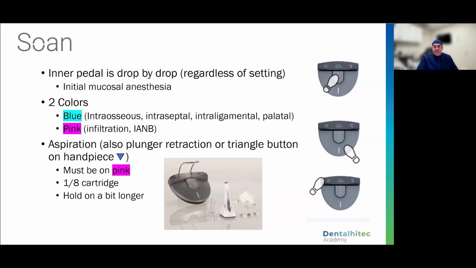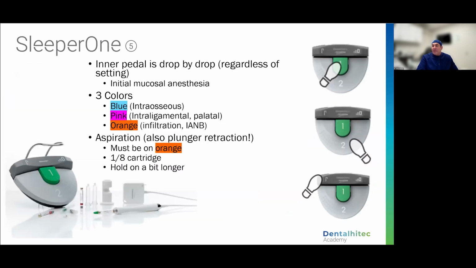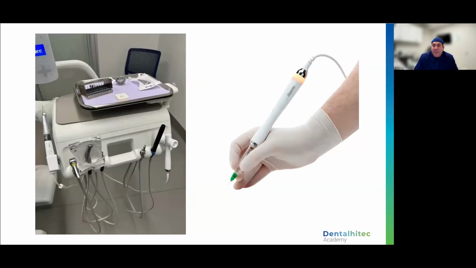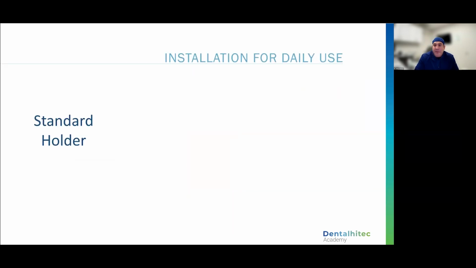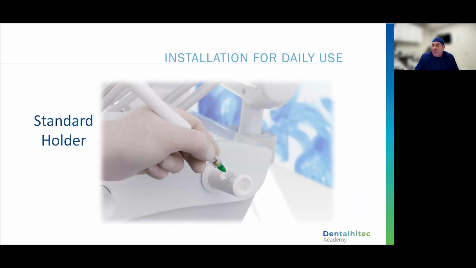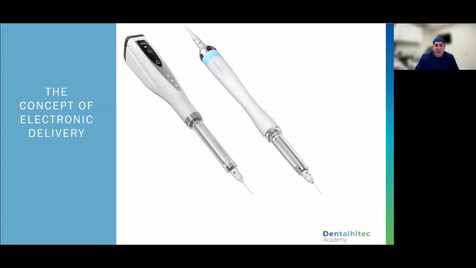All right? The Sleeper One, the pedal is very similar. It does have 3 different colors. One blue for bone. It's always going to be there, and then they're separate for giving an interligament or a palatal, or giving a block in orange. But most of the time, you're just going to keep this on blue. Remember, for your Sleeper One, I think it's nice to just run your power cord through your delivery unit. That's how I have mine. And it does come with a holder, and you can mount it. This comes with all of your units.